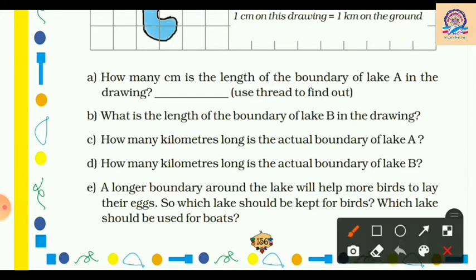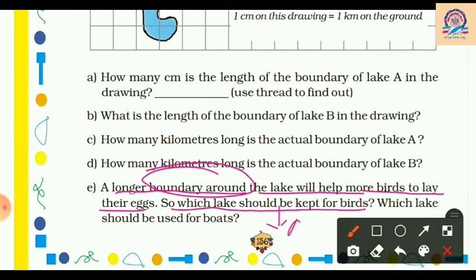Now next question. A longer boundary around the lake will help more birds to lay their eggs. So which lake should be kept for birds? We measured both Lake A and B, and we found A was longer than B. So Lake A will be safe for the birds. Now next, which lake should be used for boats? The lake which has less boundary, that is Lake B.